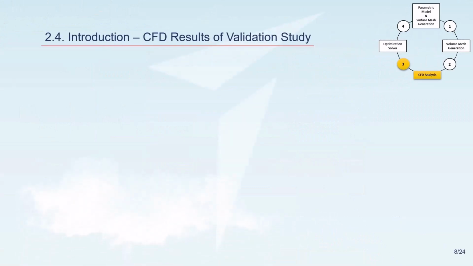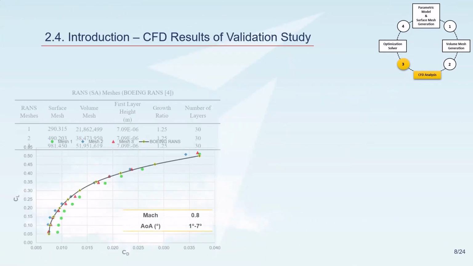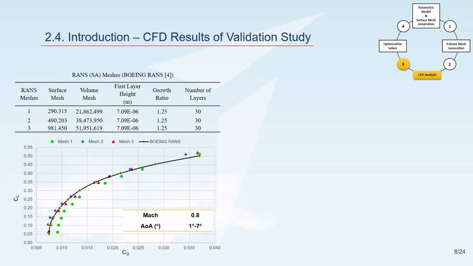Just making sure our mathematical model is correct, we did a validation study and compared aerodynamic coefficients with the Boeing CFD results. The results are compared in the polar diagram. You can see the polar diagram for different angles of attack at the cruise speed of 0.8 Mach.